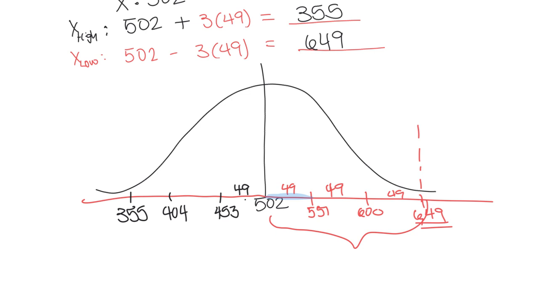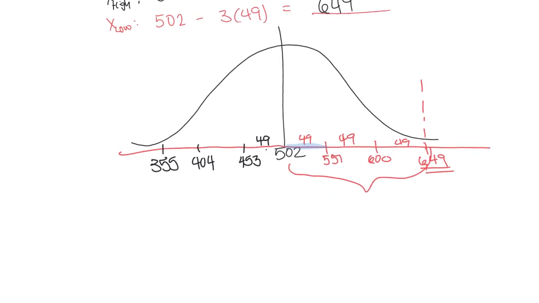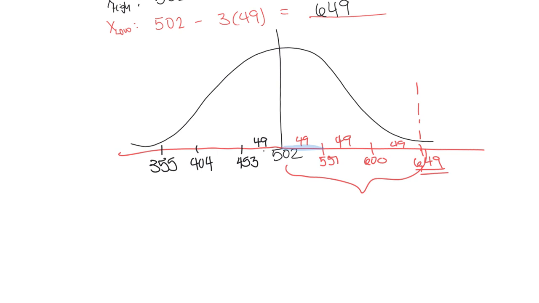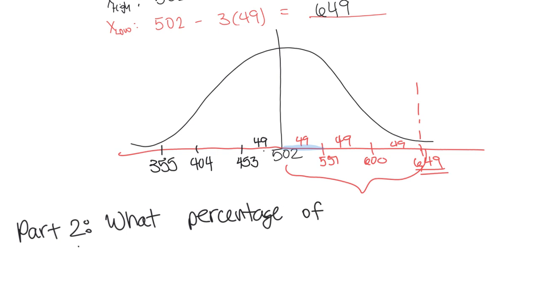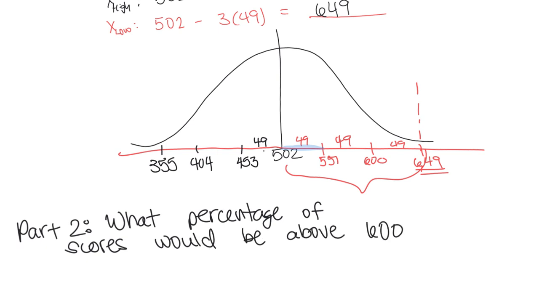Okay, the reason why I wanted to show you this is because of the other question they're going to ask you on that homework assignment, part 2. You know how they like to ask you multiple parts. Part 2 of this question is: what percentage of scores would be above 600? So let me write that for you. So what percentage of scores would be above 600?